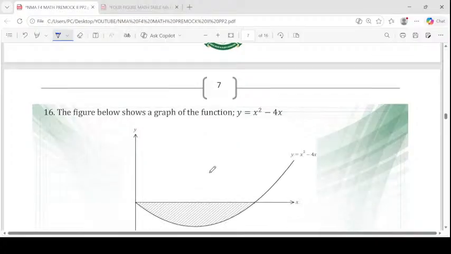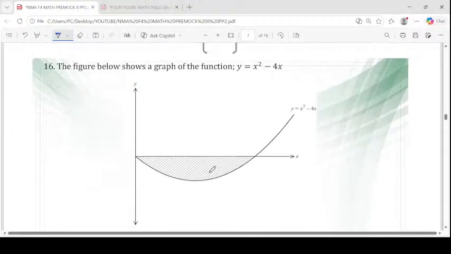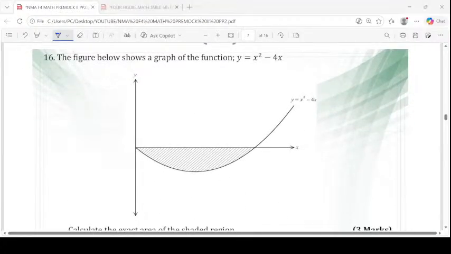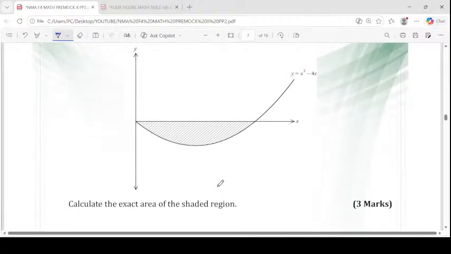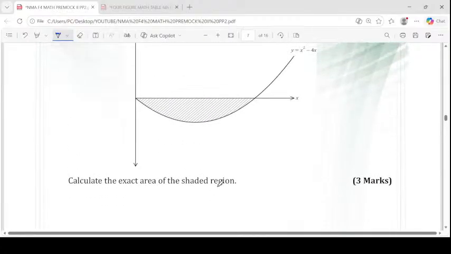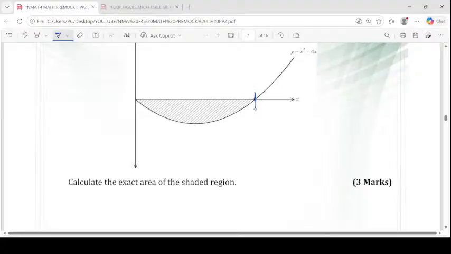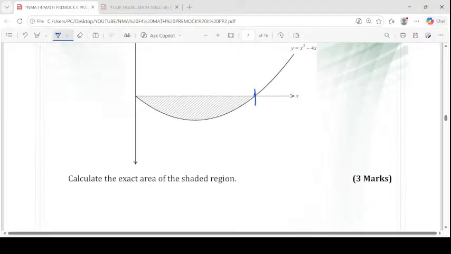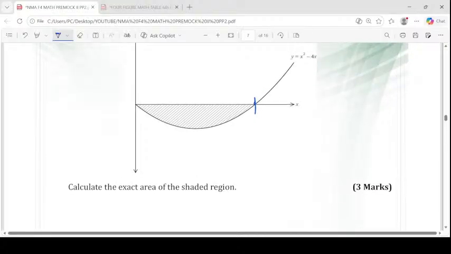The last question is question number 16. The figure below shows a graph of the function y is equal to x squared minus 4x. Calculate the exact area of the shaded region. When you are told to get the exact area, this is by integration. First, let's get the coordinates at this point. At the x-axis literally, y is equal to 0.